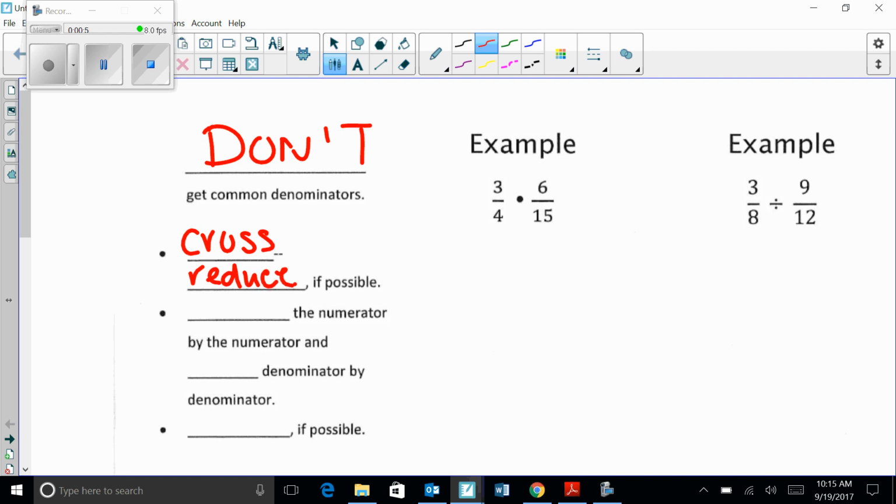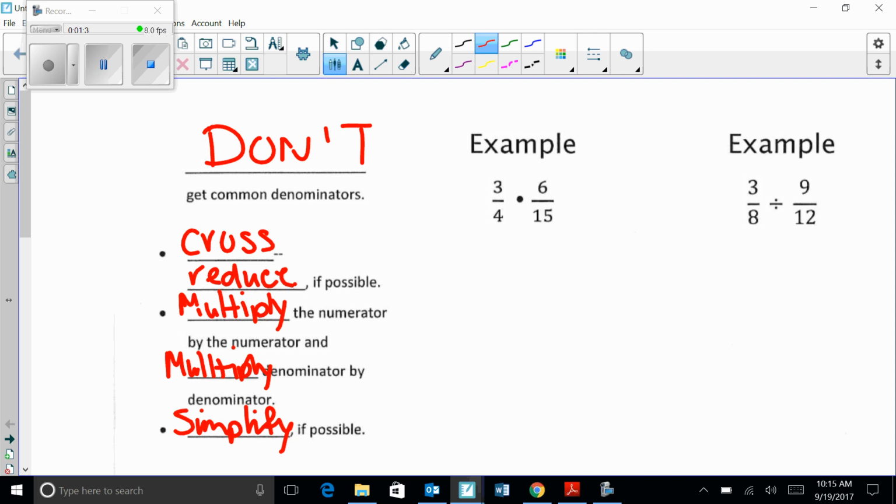So you cross reduce if possible, and then you multiply the numerator by the numerator, and you multiply the denominator by denominator. And then you always simplify if possible. Like I said, you are going to be simplifying throughout this process, but if you simplify before, then when you multiply across, your answer should already be simplified as long as you simplified it as far as it would go. So I'm going to show you the cross-reduce way.